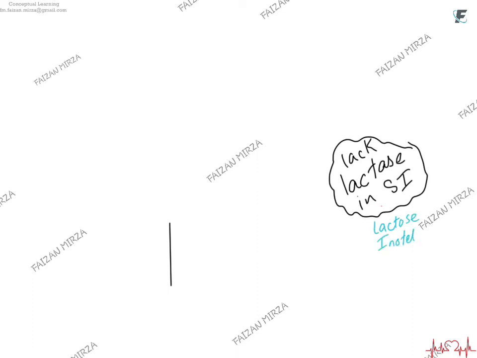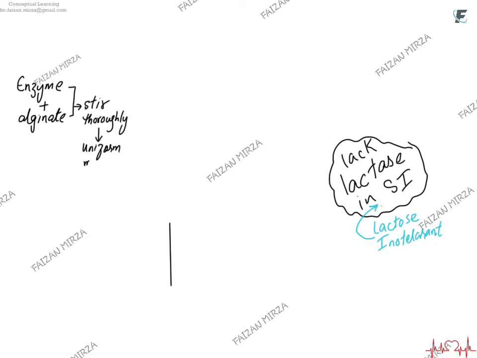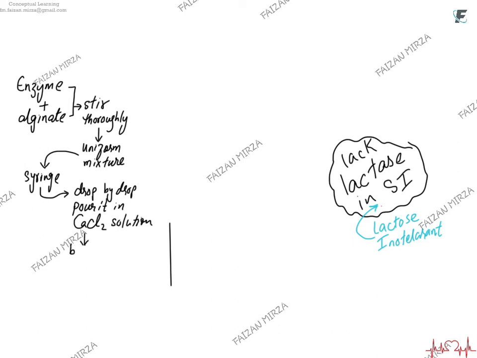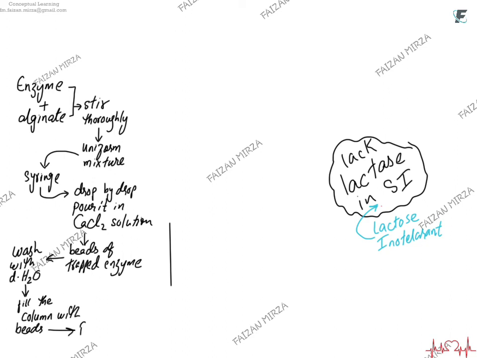The last thing that we have to discuss here is how the enzyme can become immobilized. We'll take an example of people who are lactose intolerant. They cannot digest lactose because they don't have the enzyme lactase. To help them, you just mix the enzyme with alginate, you stir it thoroughly, and it forms a uniform mixture. You add it in a syringe and pour it drop by drop into calcium chloride solution. Beads of the trapped enzyme will form, and these can be washed using distilled water. This removes excess calcium chloride and the unimmobilized enzyme.